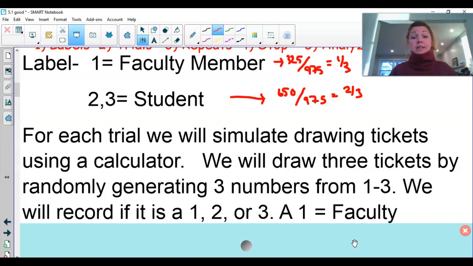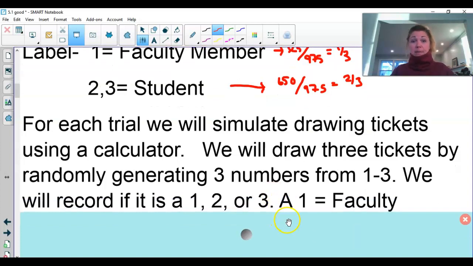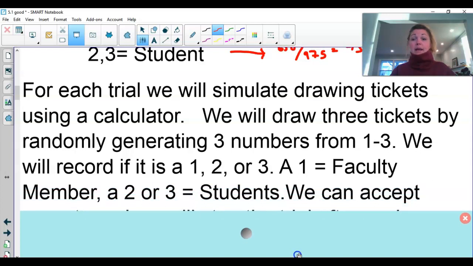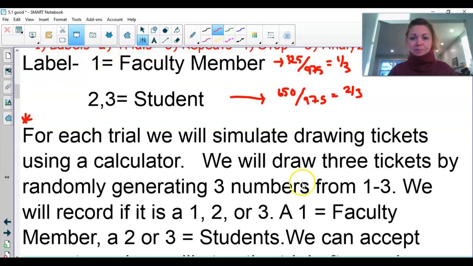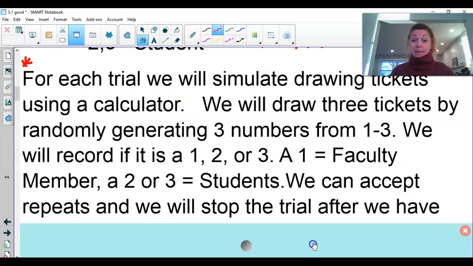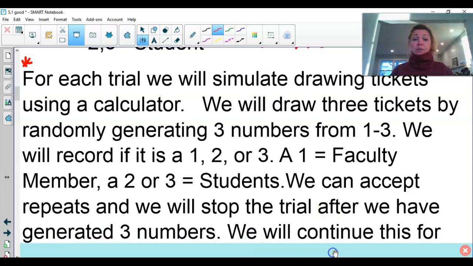We will record it as a 1, 2, or 3. Here's our label part. A 1 equals a faculty member. A 2 or a 3 equals students. Now, do I have to show this up here? No. I can just start right here talking about the trial and how I'm labeling it. It does not need to be in this order. We can accept repeats during simulation, and the majority of the time you accept repeats. We will stop the trial after we have generated 3 numbers.